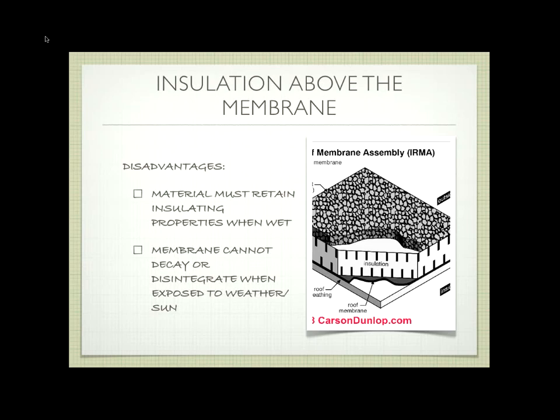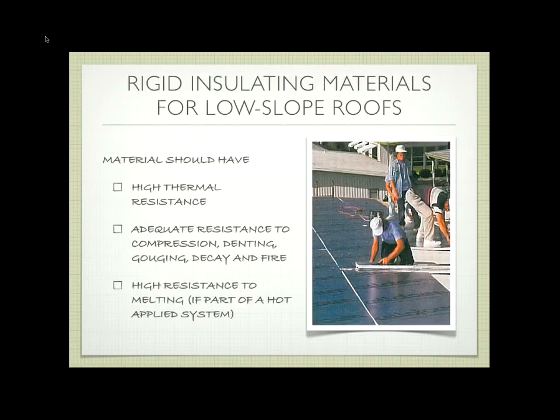So we couldn't use fiberglass bats, for example, because as soon as they get wet, they lose the insulation value, right? So it needs to be a special type of insulation. And the membrane can't decay or disintegrate when it's exposed to sun, water, snow, rain, all that stuff. So it needs to be kind of a specialized case.